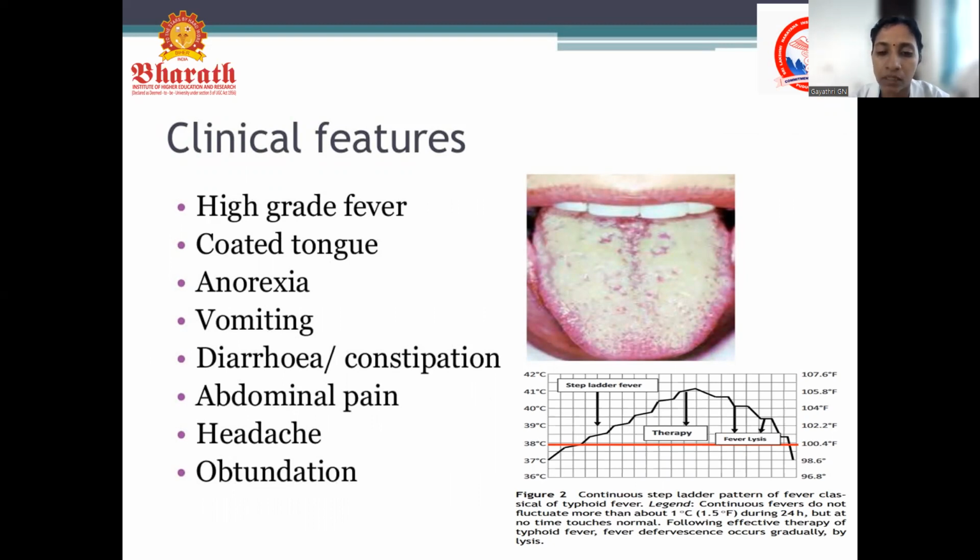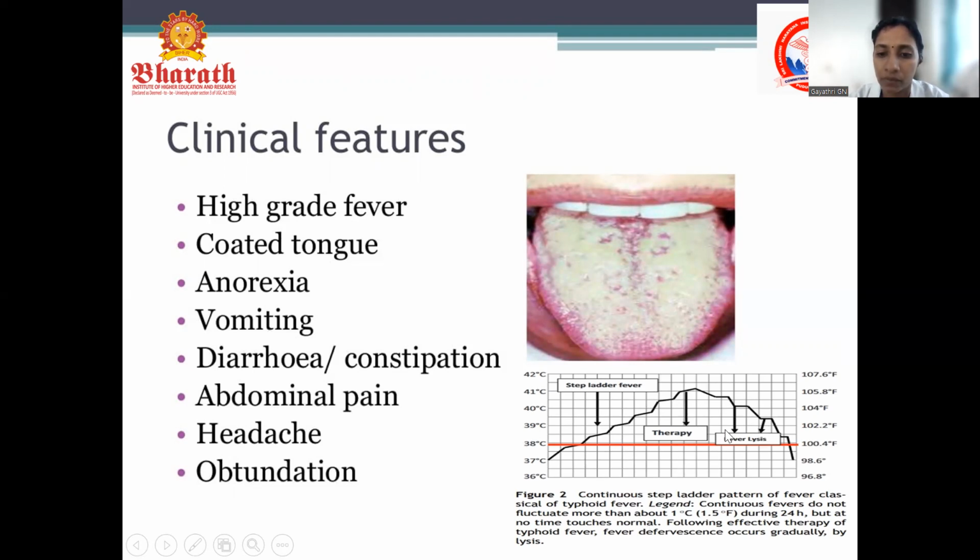High-grade fever, otherwise known as a continuous step-ladder pattern of fever. You can see in this small graph here. It is a continuous type of fever with day-to-day fluctuations of about 1 to 2 degrees Celsius or 1.5 Fahrenheit during 24 hours. It keeps fluctuating like that, but at no time does it touch the baseline. And around the third or fourth day, it reaches the peak, even 41 degrees Celsius.